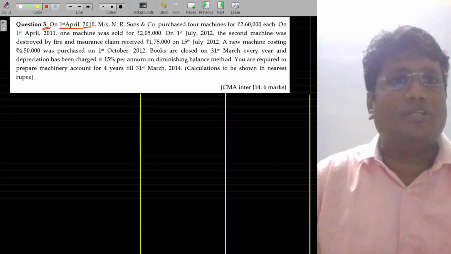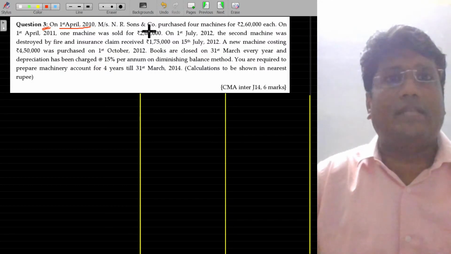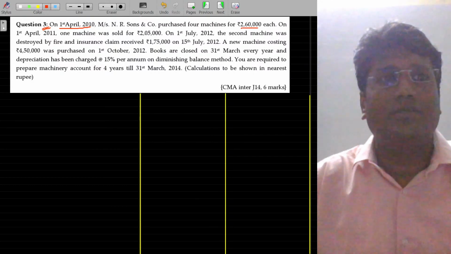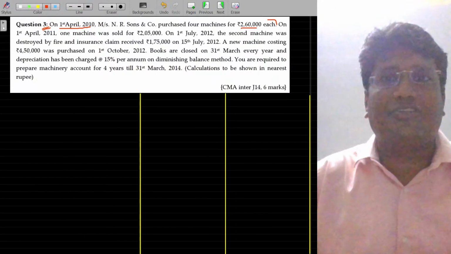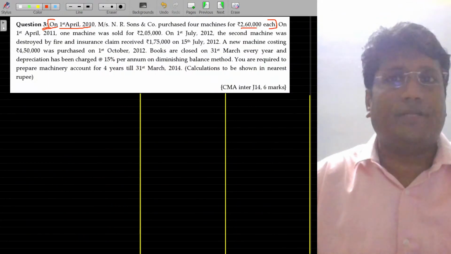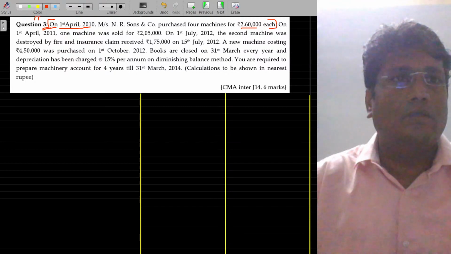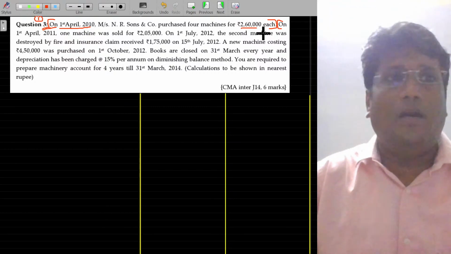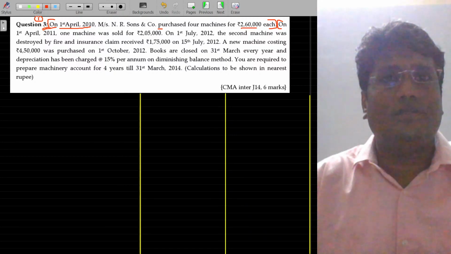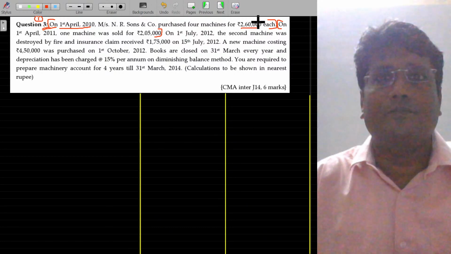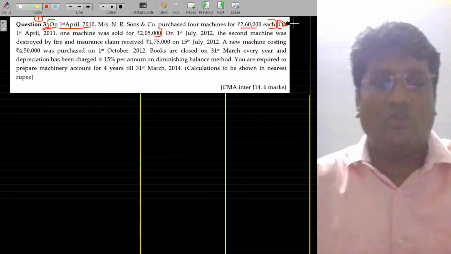On 1st April 2010, Messrs. NR Sons and Co. purchased 4 machines in the very first year. This is the thing that happened in the very first year. In the second year, on 1st April 2011, one machine was sold for rupees 2,05,000. This is the thing that happened in the second year.